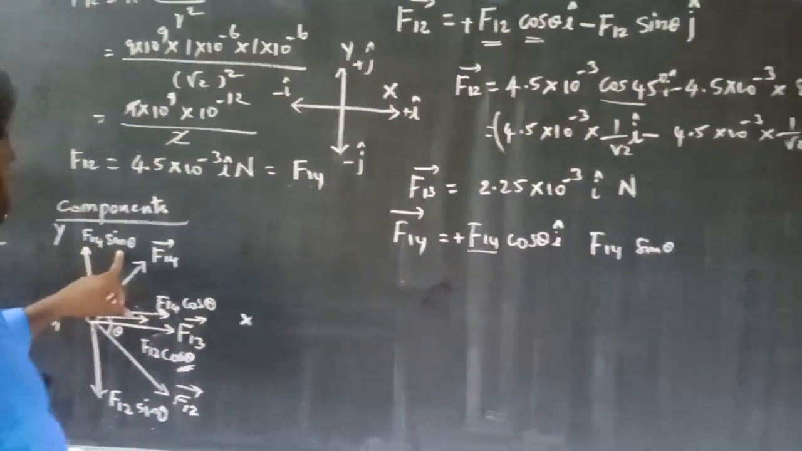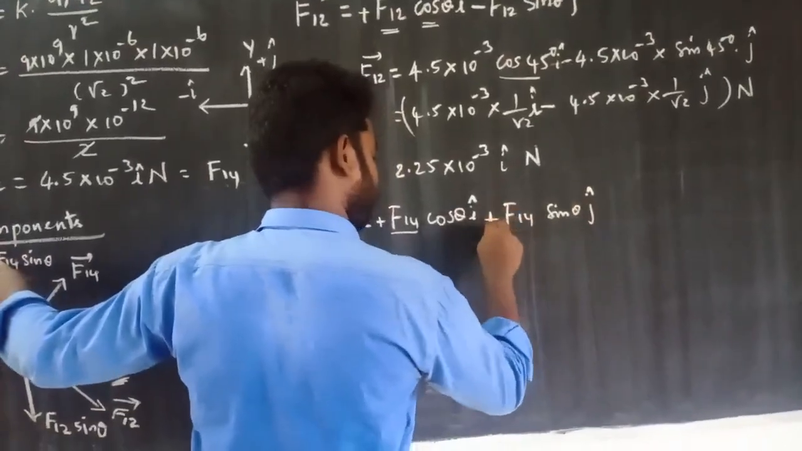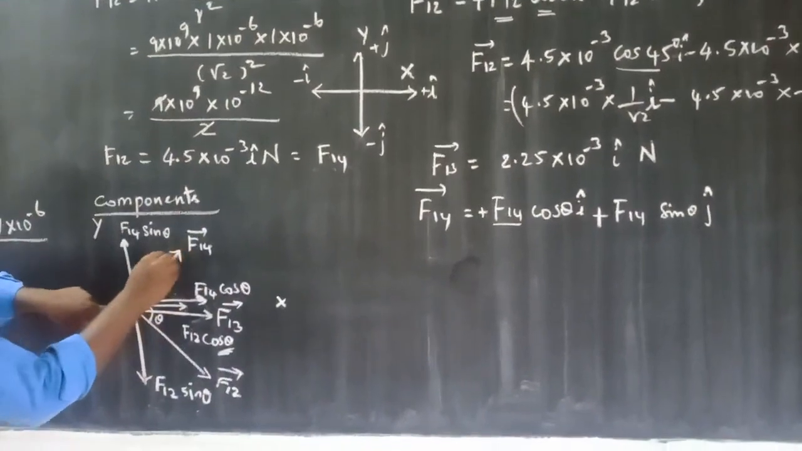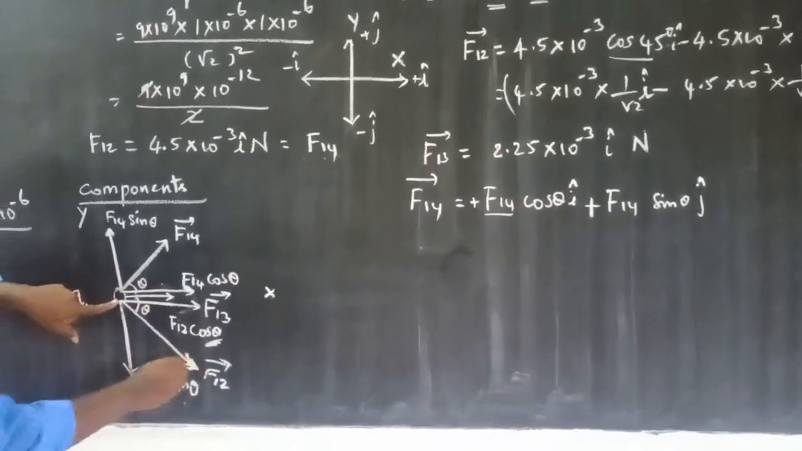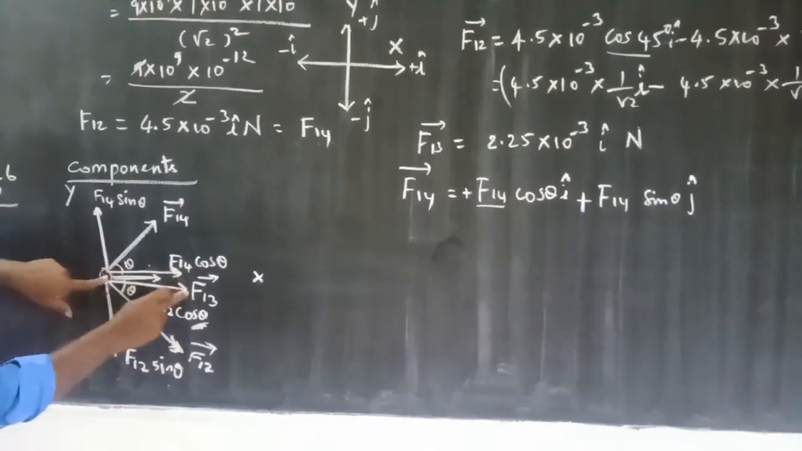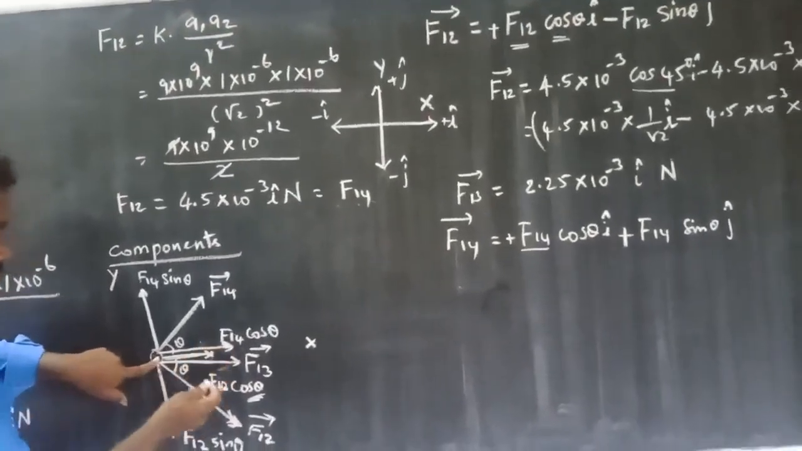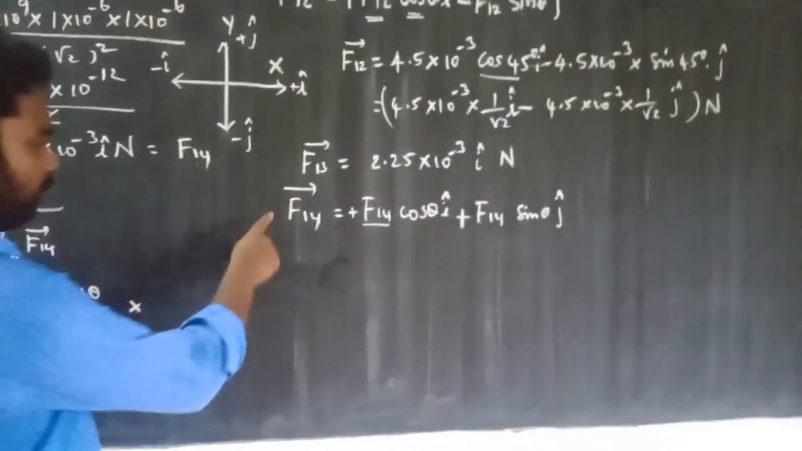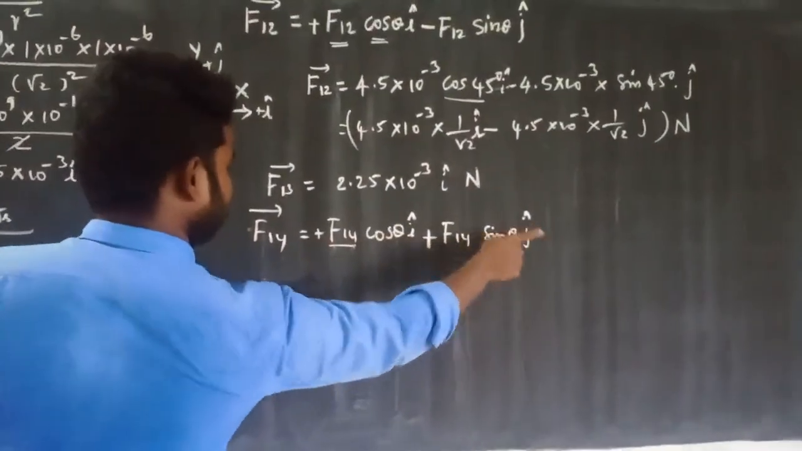F14 sin theta is in the positive y axis, so j cap plus. Once again you can see here, children, the length of the magnitude of the force must be concentrated. See here, this is the value of F13 vector. It is smaller than the other two forces. We have to concentrate on it. So the F14 vector is equal to F14 cos theta i cap plus F14 sin theta j cap.